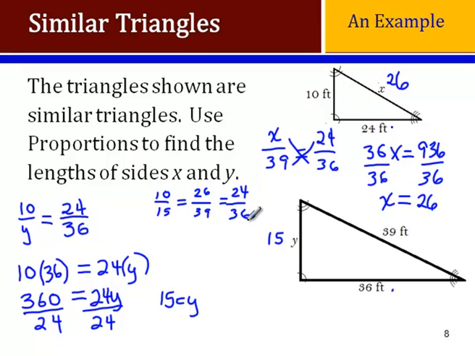If I reduce each one of these as much as possible, watch what happens. 5 will go into 10 and 15: 2/3. 13 will go into 26 and 39: 2/3. And 12 will go into 24 and 36: 2/3. So this is a property of similar triangles. Their sides are in the same proportion, and in this case, it's a ratio of 2 to 3.